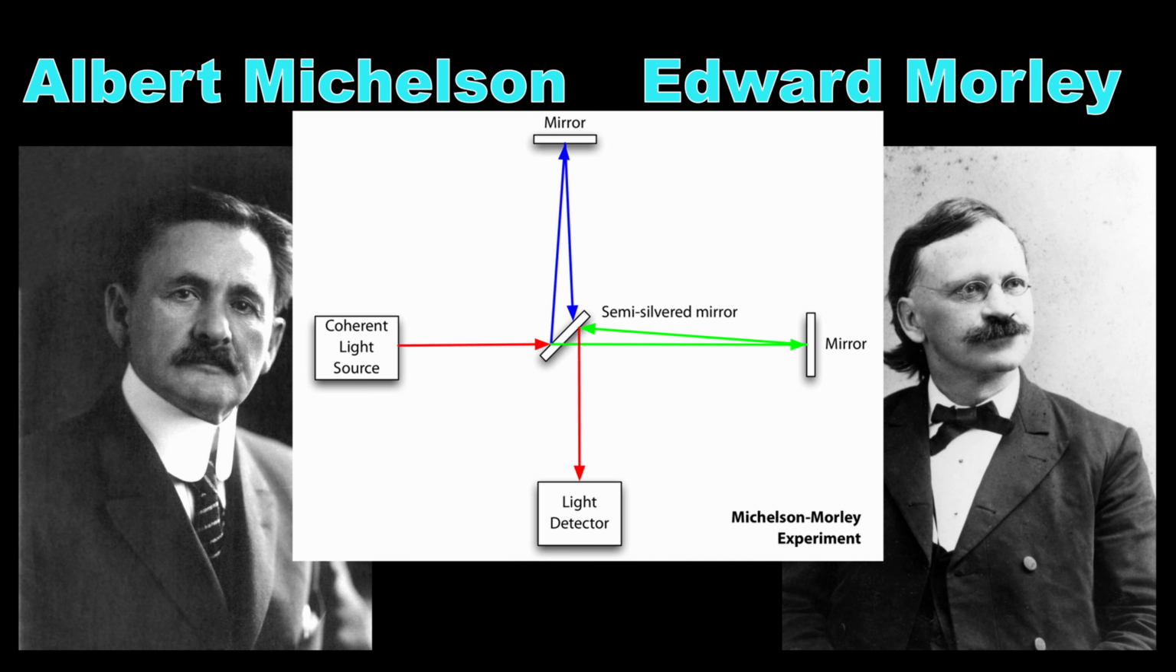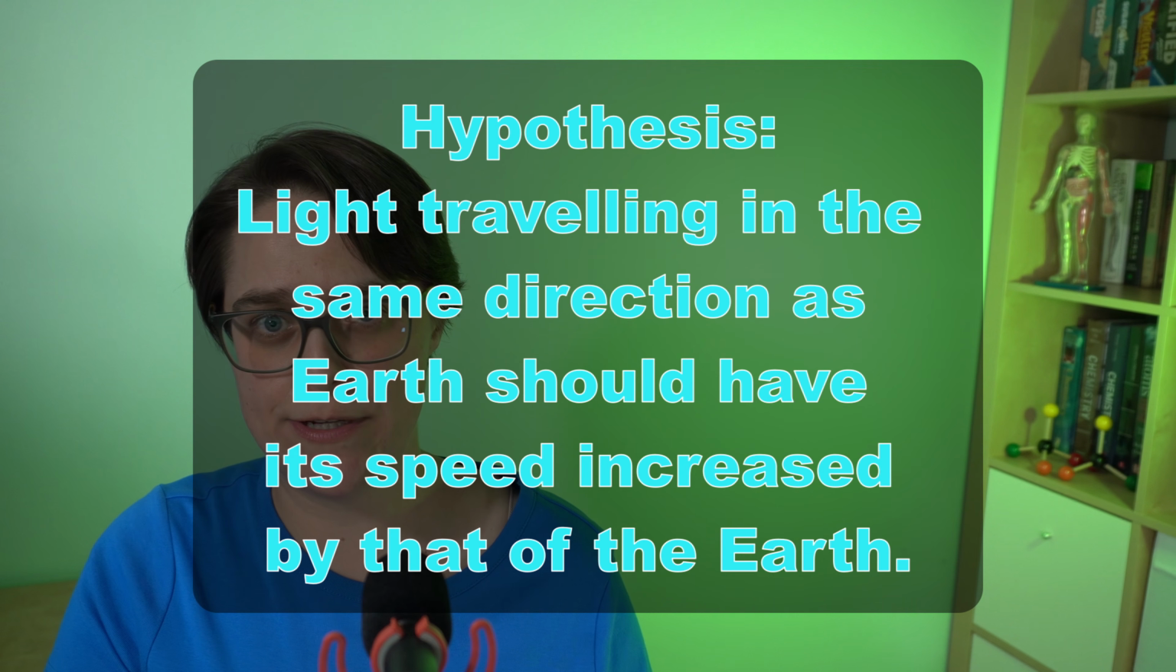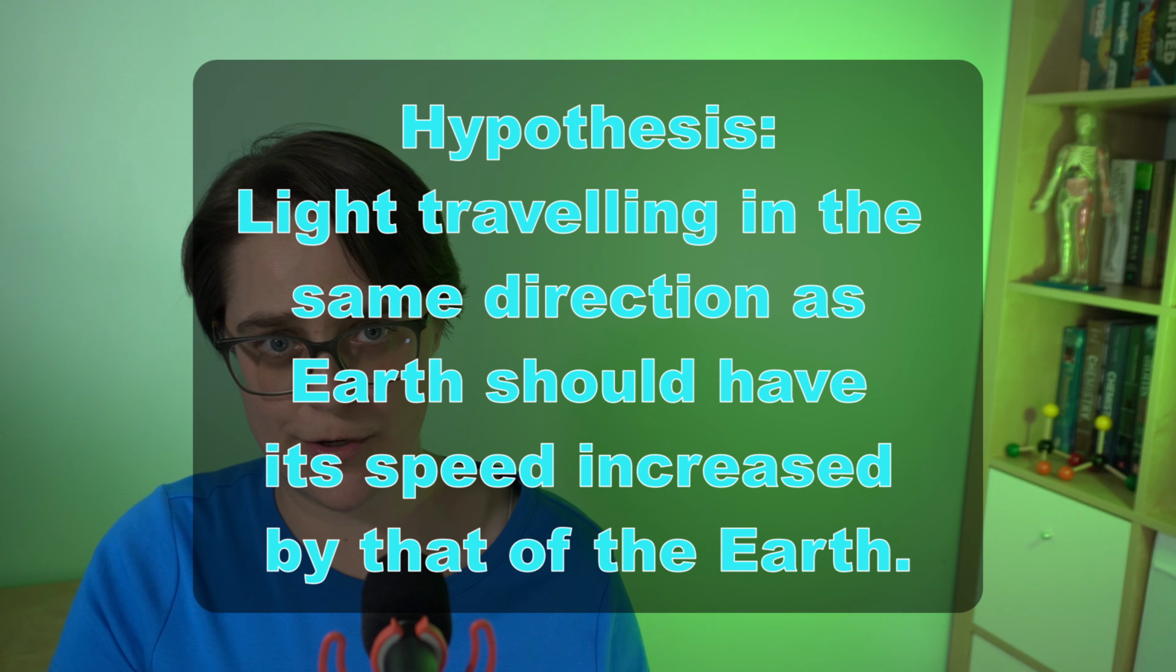They were measuring the speed of light in different directions so that they could calculate Earth's speed relative to the ether. Their hypothesis, in simple terms, was that light traveling in the same direction as Earth should have its speed increased by that of the Earth.